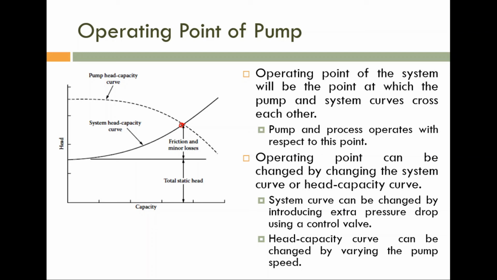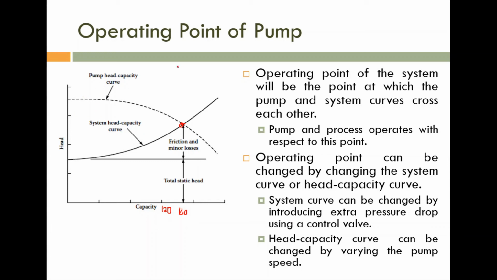Why? Changing the operating point means, say here the flow rate is 140 GPM, 140 gallons per minute. I don't want this much flow rate. I want something around 120 gallons per minute. Okay, what can we do? Either we have to change the pump curve. How can we change the pump curve?